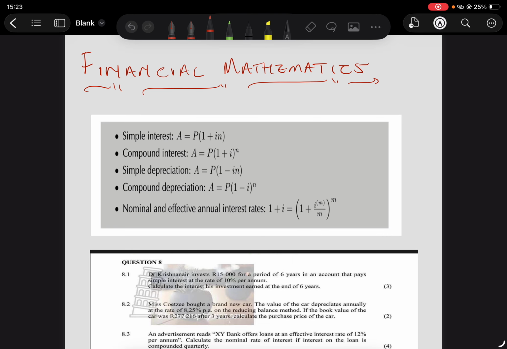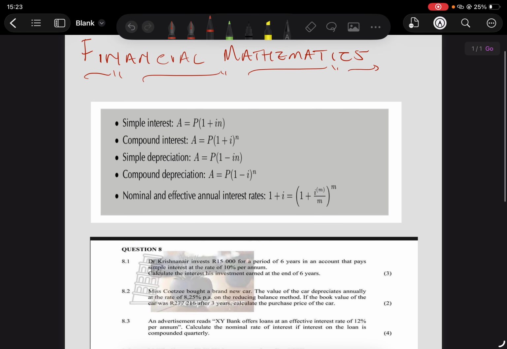All right. Simple interest. Simple interest is given as A equals P into 1 plus iN, where your A is the accumulated amount, your P is your principal amount or what you invest initially, your i is the effective interest rate, and your N is the period of your investment. How long are you investing your money for? That will be represented by N.